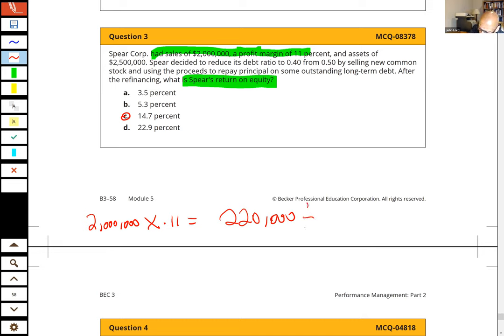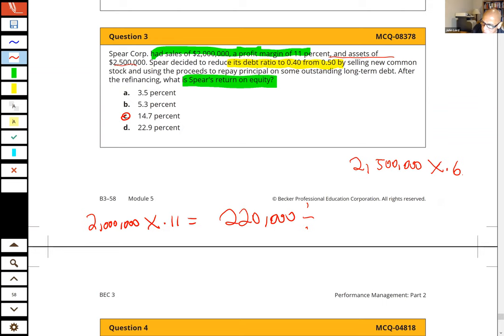And then the denominator, they made a little more tricky on me in that they decided to reduce the debt ratio to 40% from 50%. Well, if that's the case, then that means the equity component is now 60%, right? If I'm trending my debt to 40 from 50, that means my equity component is going to be 60%. So now I pick up the total assets, 2,500,000, and I have to multiply that by 0.6 to get that equity component, since assets equal liabilities plus stockholders' equity.